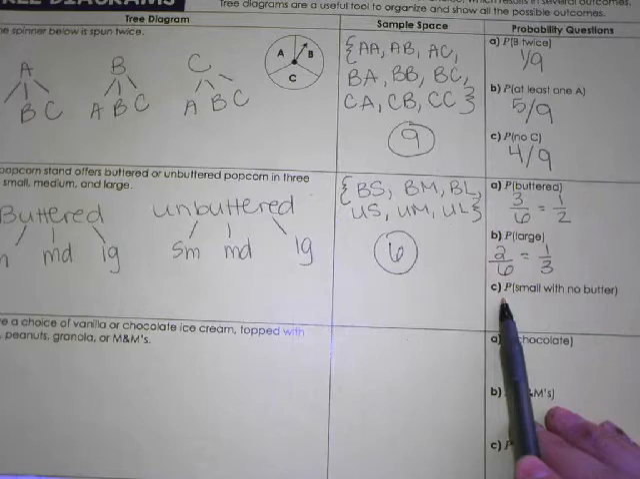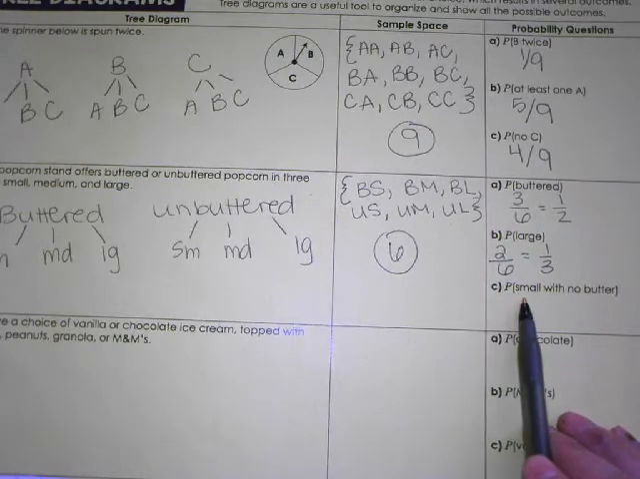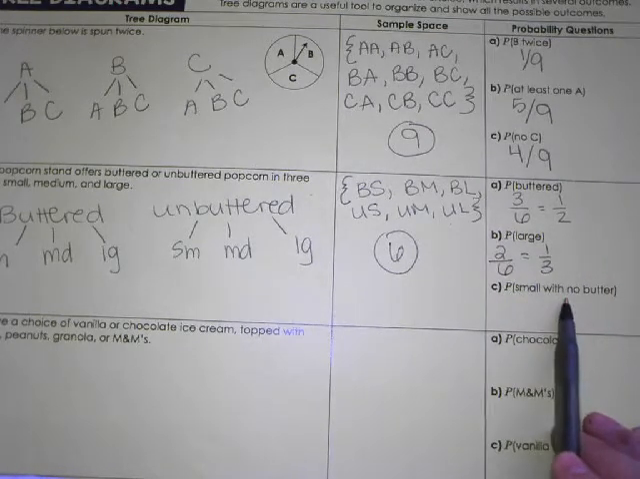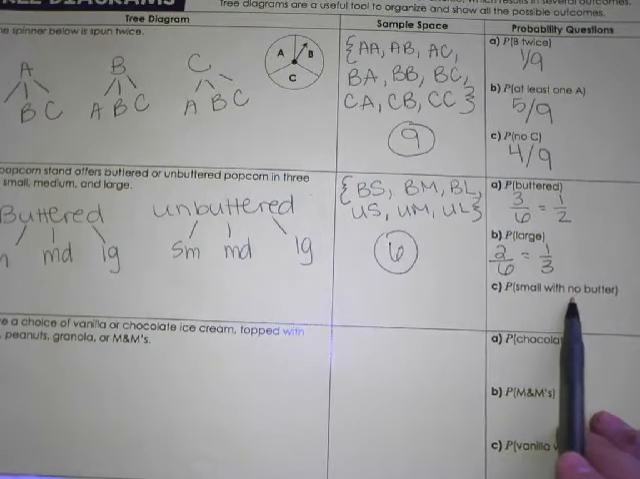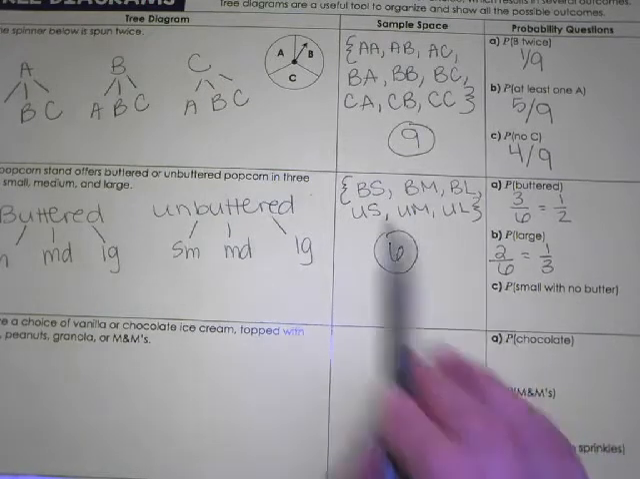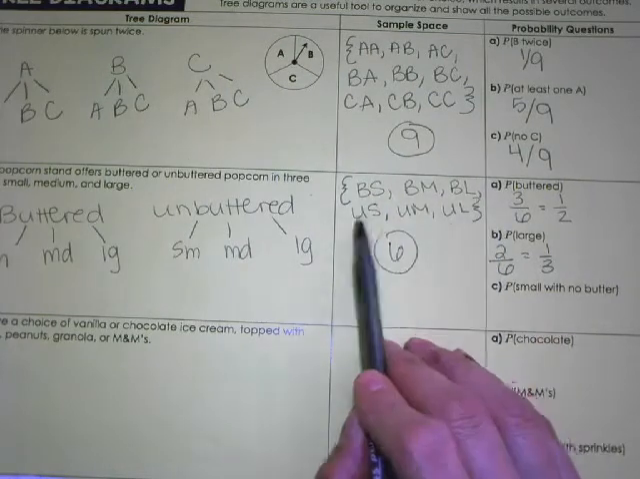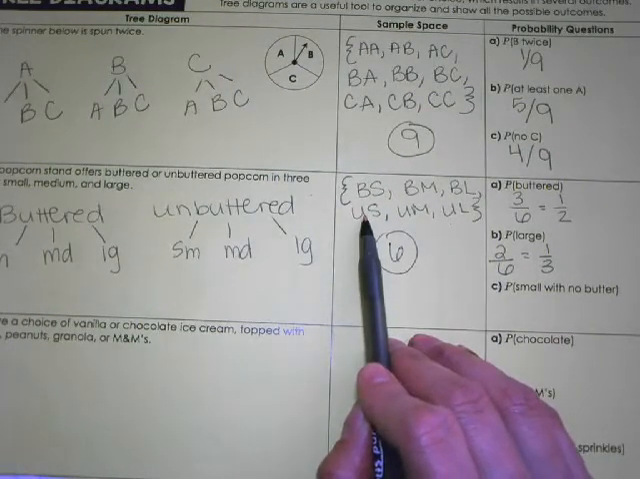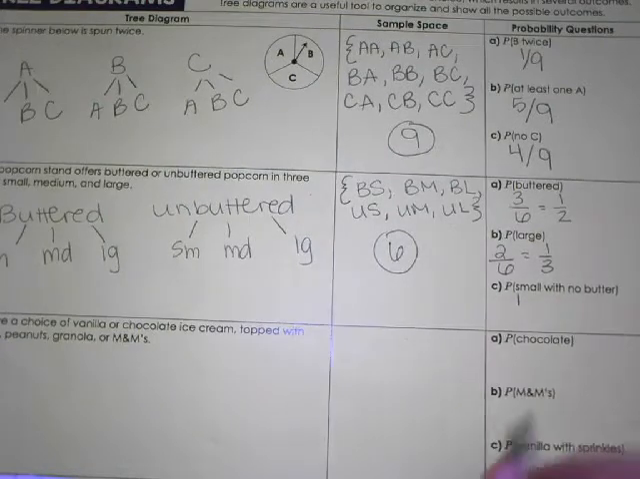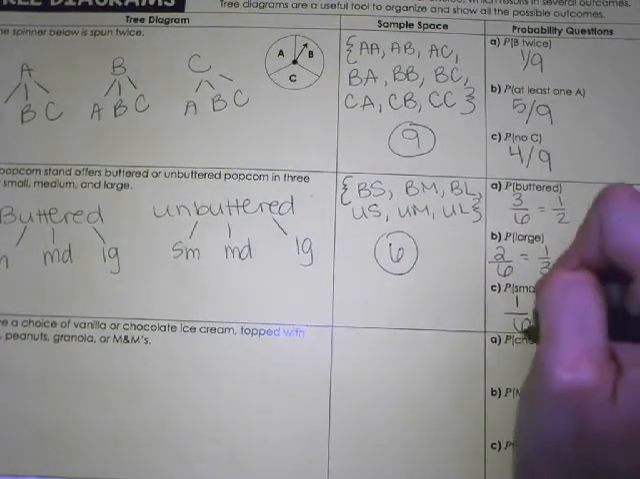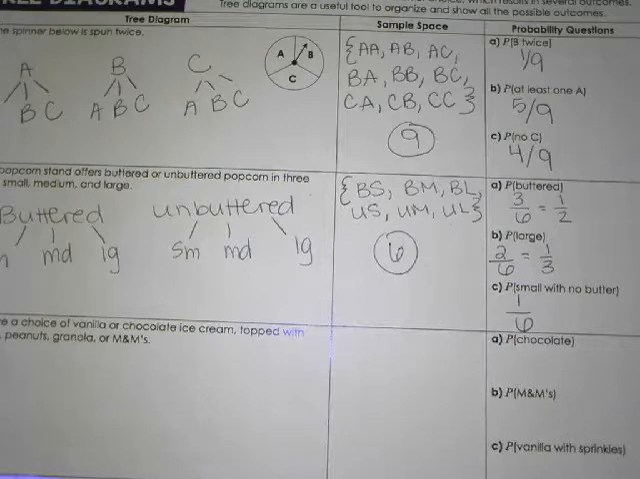Then the last one, I can get the probability of a small with no butter. So that means that I need unbuttered, and it needs to be in a small. So this is a small, but it's buttered. This is a small, it's unbuttered. So that means that there is 1 small that's unbuttered out of 6 total. And that is the probability of those 3 answers. Okay, so those are the 2 that I'm going to do with you.